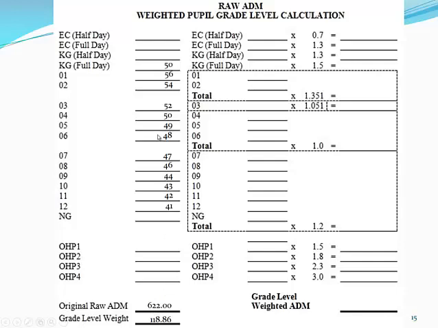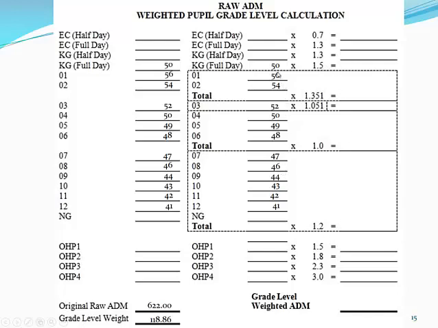So use this as your raw ADM, not the number that's listed on your data sheet. This is your raw ADM. The next thing we're going to do is simply carry these numbers over into these specific categories. And you're going to understand in a second why we're doing this. This is an equity piece.